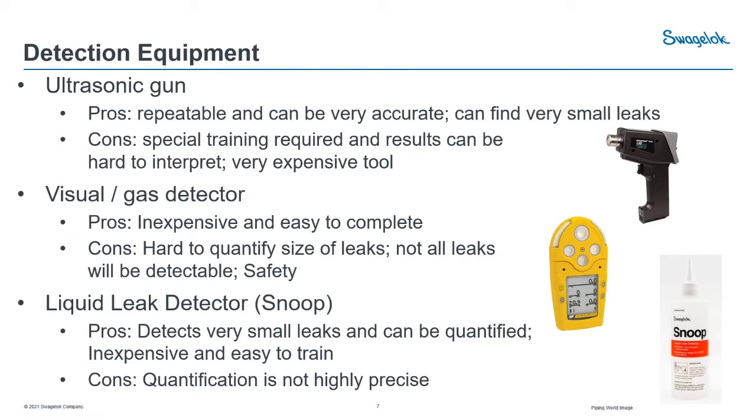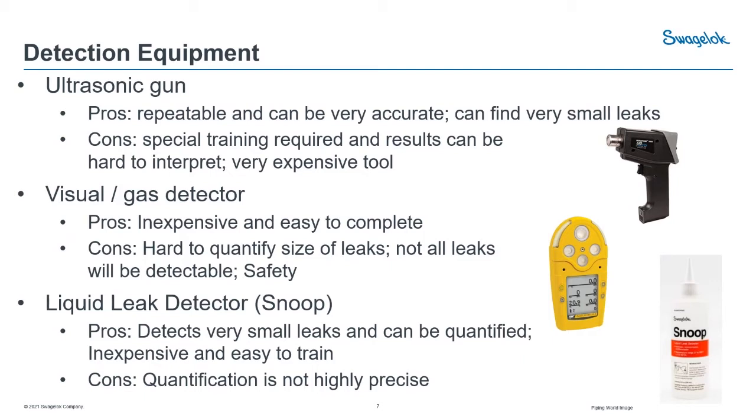So here are some options on detection equipment. First and foremost, probably the most accurate and the most detailed is using something like an ultrasonic gun. These are pretty common units. They are very, very accurate and they can find very tiny leaks. The con side of this, though, is that you're going to have special training required to use it. The results can be very hard to interpret. So on top of the training just to use the gun, sometimes you need some training to interpret your results. Also, it's very expensive. This is probably the most costly out of all the tools that we have listed here.